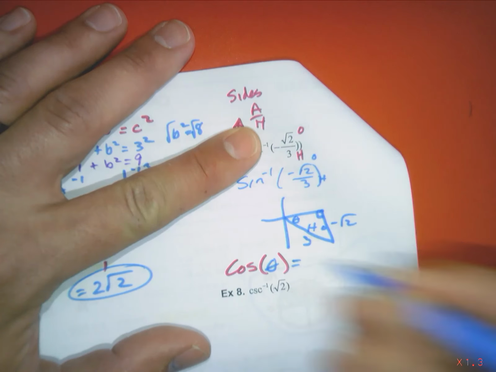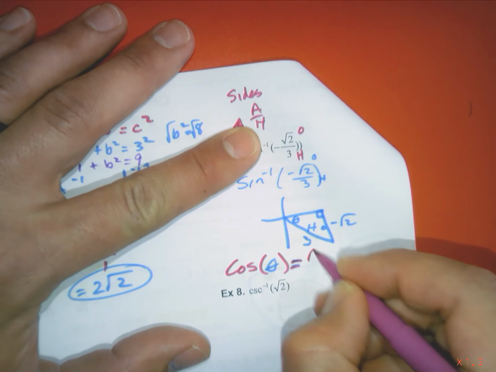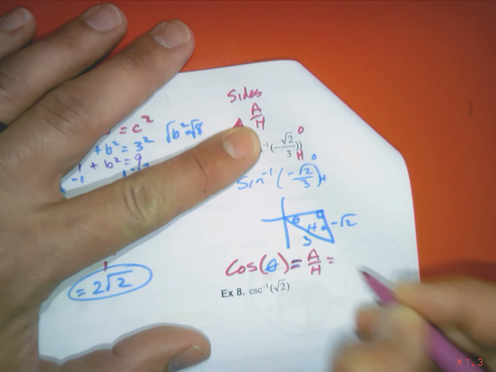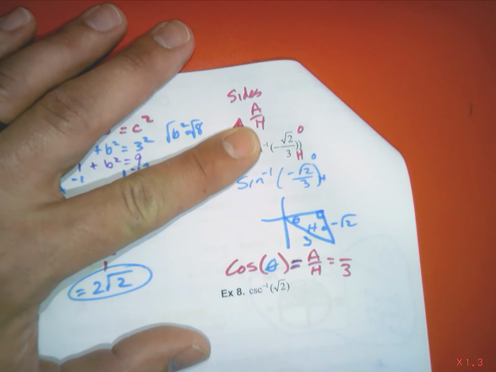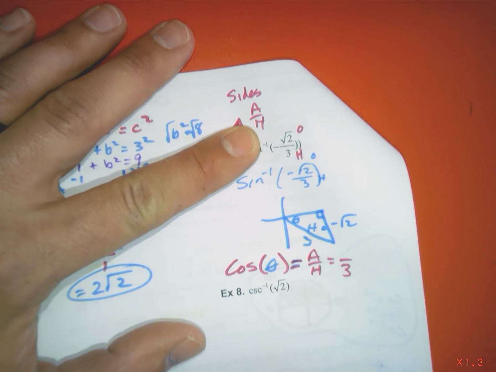I want A over H. Right now, I know which one, A or H. I know H is 3. I just don't know A. So this is really just a Pythagorean theorem problem, if you know what you're doing. Okay, so set up Pythags.